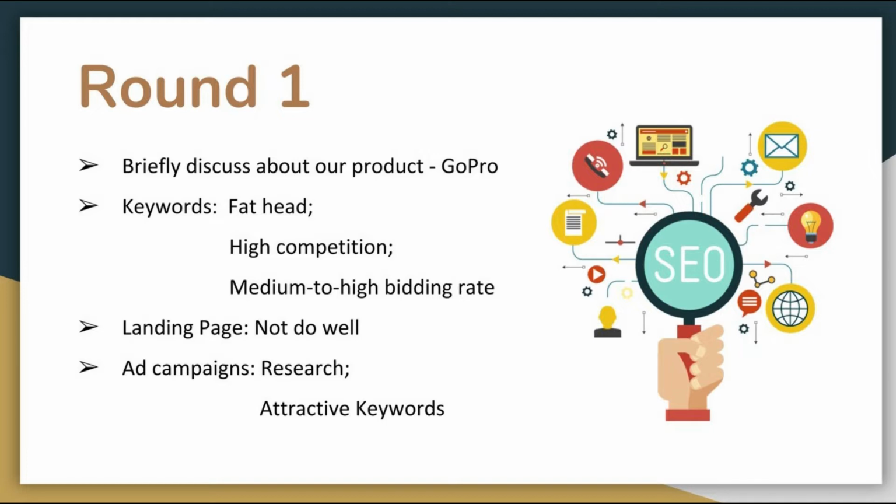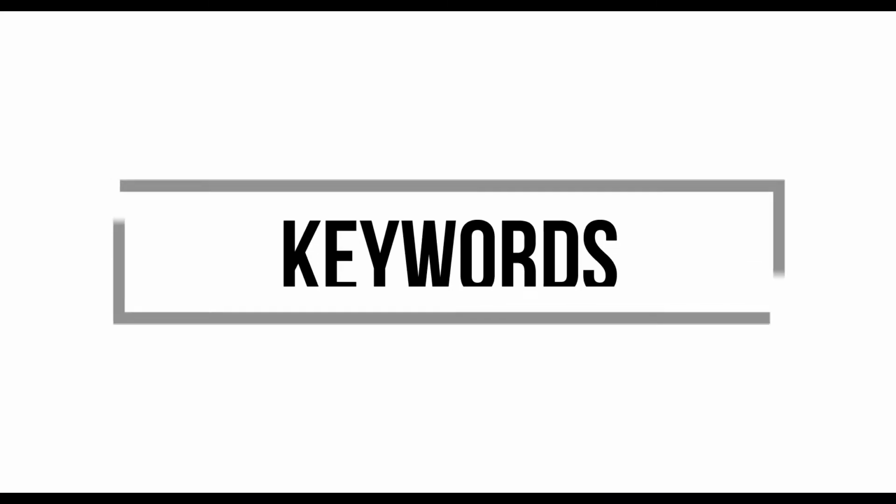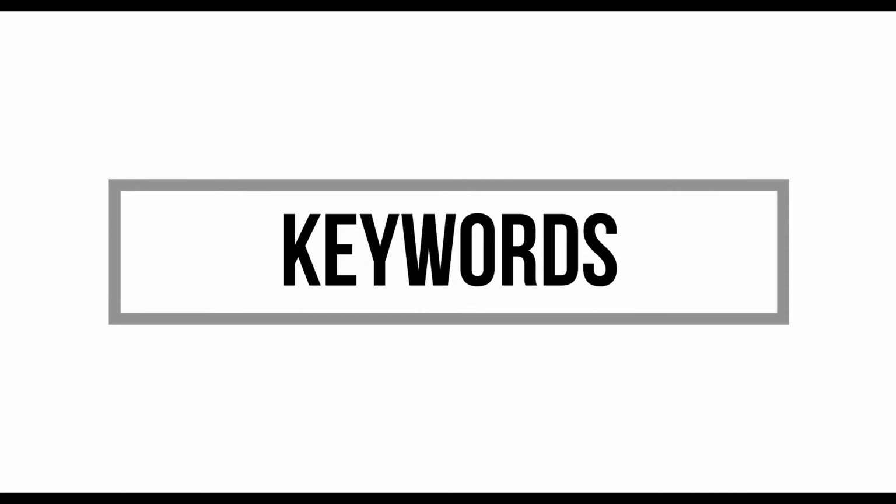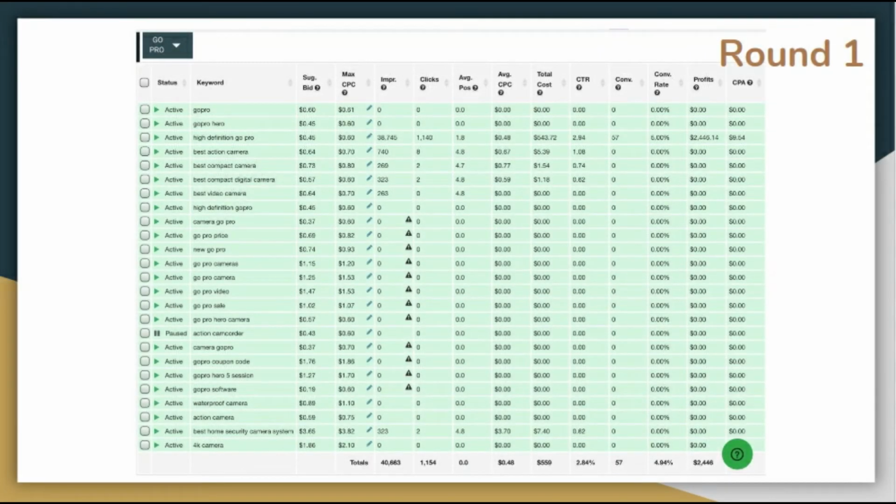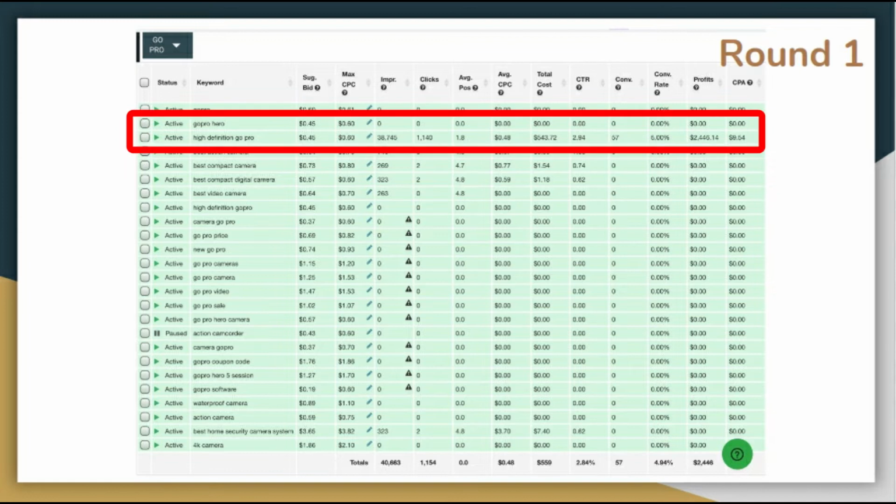The product of round 1 is GoPro Hero 4. Our team member used fathead keywords for targeting awareness and interest stages in the customer journey. Keywords used in round 1 were fathead keywords with high clicks and competition, such as GoPro Hero, High Definition GoPro, and some other keywords related to GoPro, which targeted to increase the probability and conversion rate.